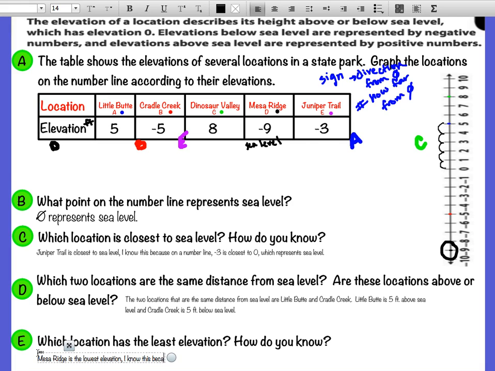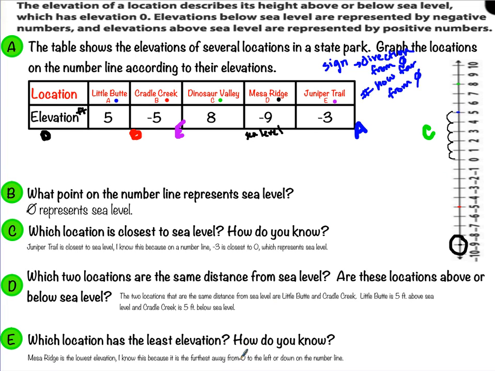I know this because to be the lowest, it has to be below 0. So in this case, I know this because it is the furthest away from 0 to the left or down on the number line. Okay, so again, everything is in relation to 0. And we really focus on counting the number of spaces and then knowing what that negative means. In terms of elevation, this means it's below sea level. So below sea level would have to be the lowest.